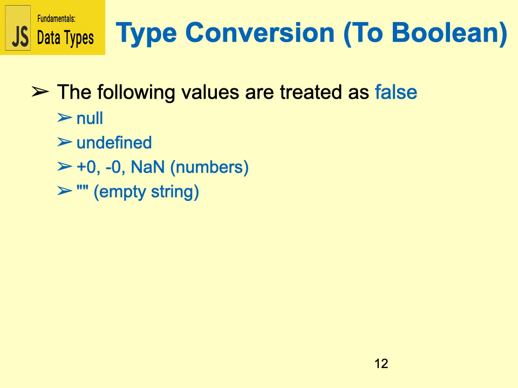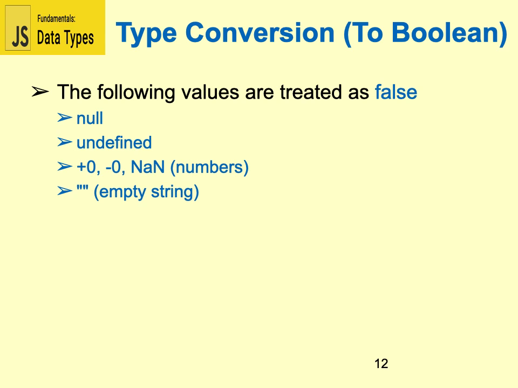Here, type conversion. How to convert to a boolean value? The following values are treated as false. Null is treated as a false value. Undefined is also treated as a false value. Plus 0, minus 0, NaN, which stands for not a number. Empty string. All these are considered as false values.